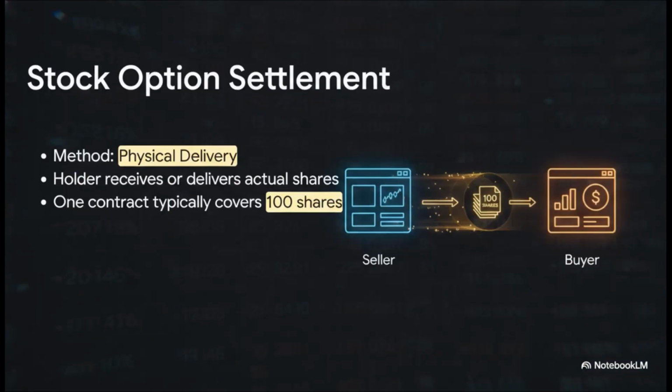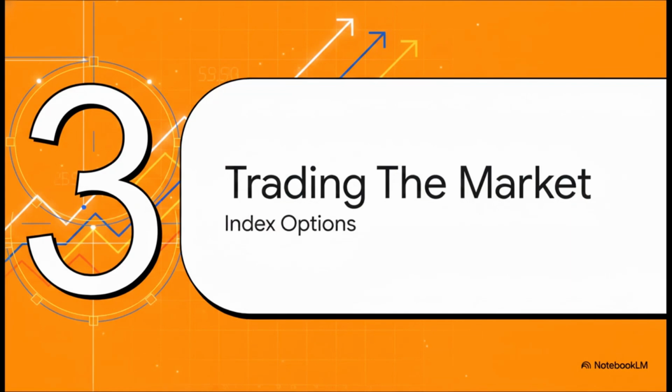And this brings us to a really crucial point. What happens if you actually exercise that option? Well, it settles with something called physical delivery. Now, don't worry, a truck isn't going to pull up to your house with a box of stock certificates. It just means the actual shares get moved from one brokerage account to another. You exercise a call and bam, 100 shares per contract land right in your account. Okay, so that's one side of the coin.